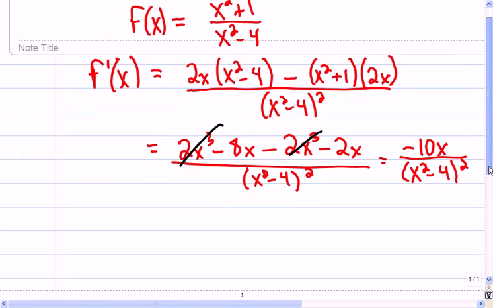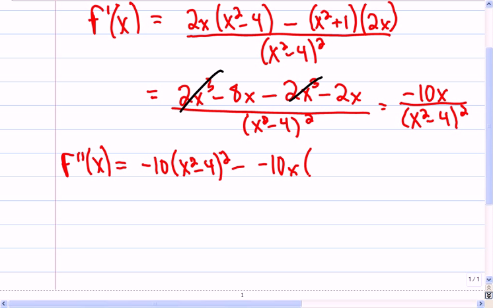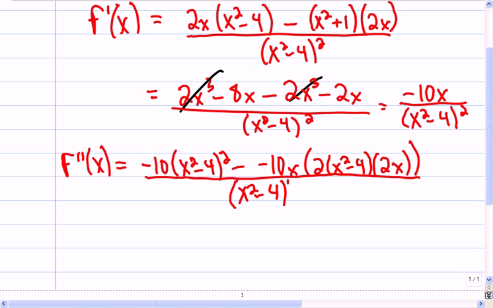Okay, so I'm going to leave that there, but I'm going to start the second derivative. For the second derivative, derivative of the top is negative 10 times the bottom, take away negative 10x times the derivative of the bottom, which is, oops, it's going to have a chain rule here. I think you just expand x squared minus 4 squared. You certainly could, but I'll show you why I think it's easier to do it with chain rule in just a second. So 2 times x squared minus 4, that's the outside, and then this is the inside, so there's the derivative of the bottom, and it'll be all over x squared minus 4 to the fourth.